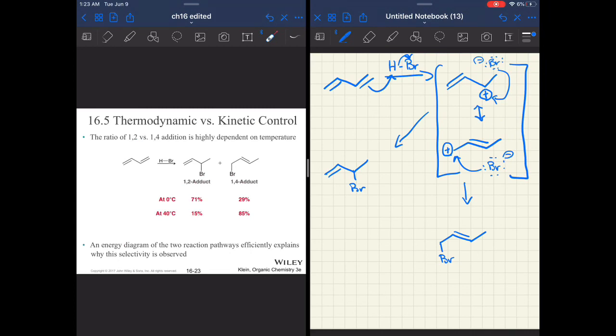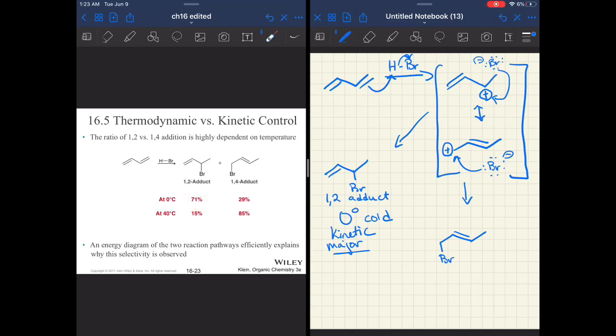And it turns out you can achieve this by controlling the temperature. So something that you need to know to predict products correctly in a reaction like this is that the 1,2 adduct is the major product at cold temperatures. It's also called the kinetic product. We're going to explore that in a moment. This is when 1,2 is the major product. You notice you get 71% versus 29%.